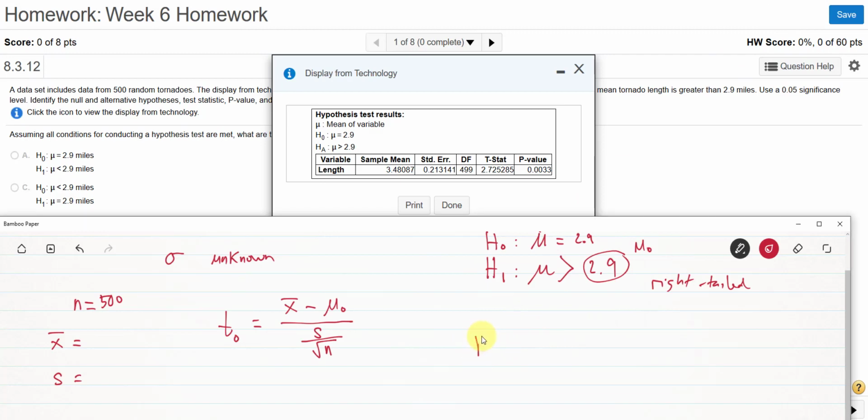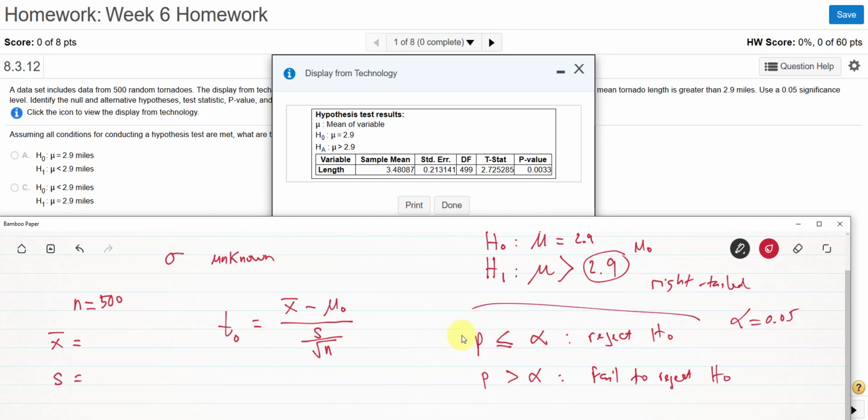When the p-value is less than or equal to alpha, then we reject the null hypothesis. But if the p-value is bigger than alpha, the significance level, we fail to reject the null hypothesis. In this case, your alpha is 0.05, and the p-value is 0.003, so that is less than or equal to alpha, the first case, and therefore you reject the null hypothesis.